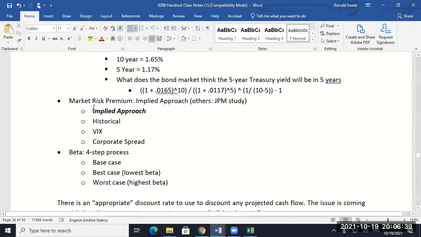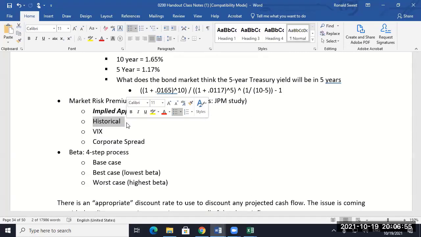But here are the typical approaches. I'm going to recommend that you use the implied approach, mainly because it's the most common approach today. Dr. Ibbotson, for most of my career, used the historical approach. The historical approach, you just look at the actual return of stocks, the actual yield on treasuries, and you subtract.